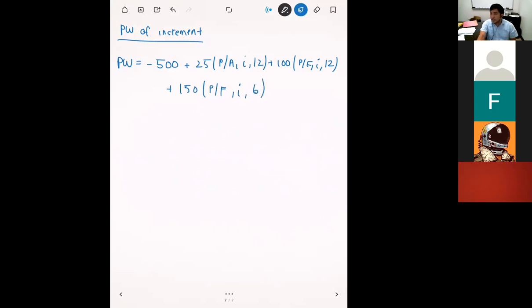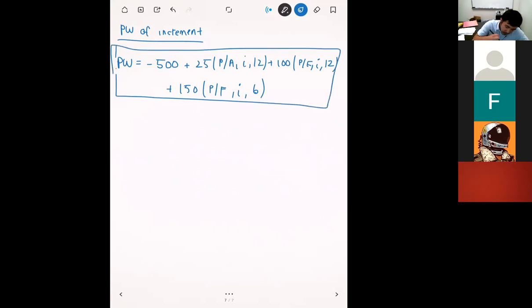Okay, and since this replacement occurs in year 6, then we have to put n is equal to 6 in this case instead of n is equal to 12. All right, and so that's our formula. And so what we can do from here, since this involves 3 different conversion factors, and our n's here are fairly large, they're not 1, then we need to solve this from the tables.